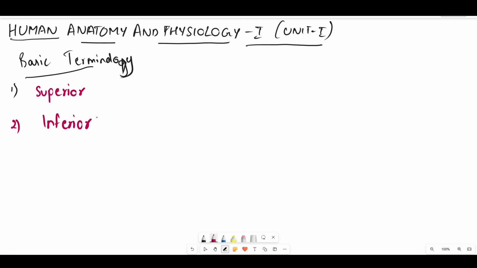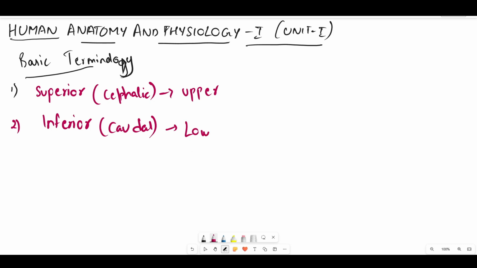This superior, it is also called as cephalic, it is also called as cranial also. Inferior is called as caudal. Superior means it is the upper part of the structure. This inferior is the lower part of the structure. But how do you remember this? Superior is someone who is in a higher position. So it is upper. Inferior is someone who is in the lower position. So it is lower.